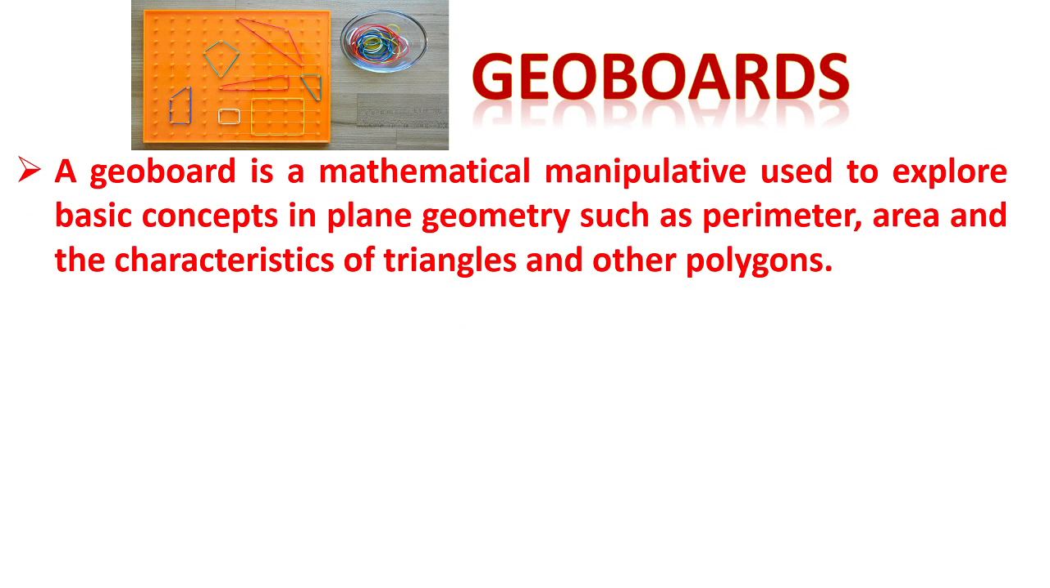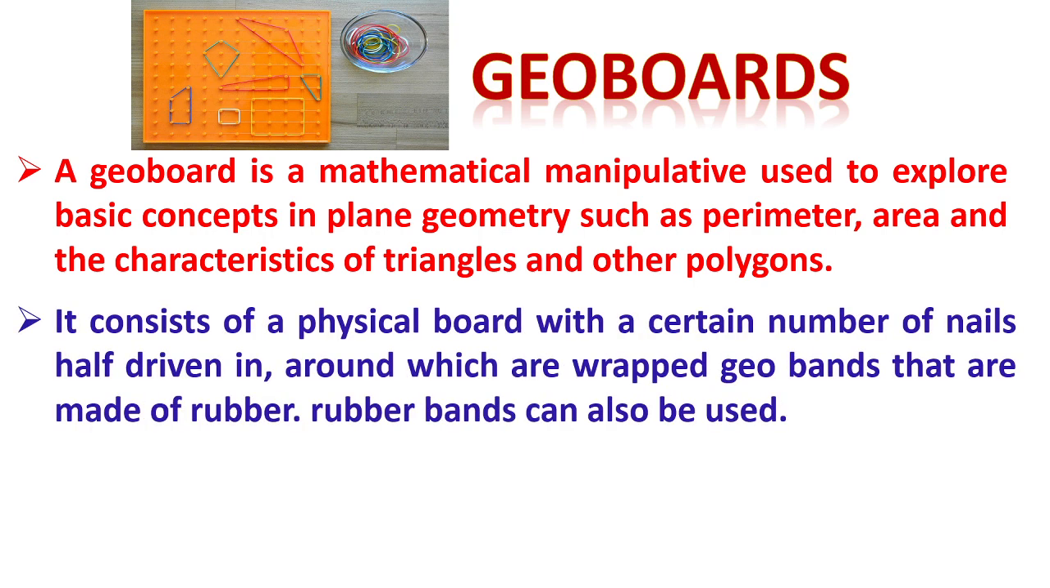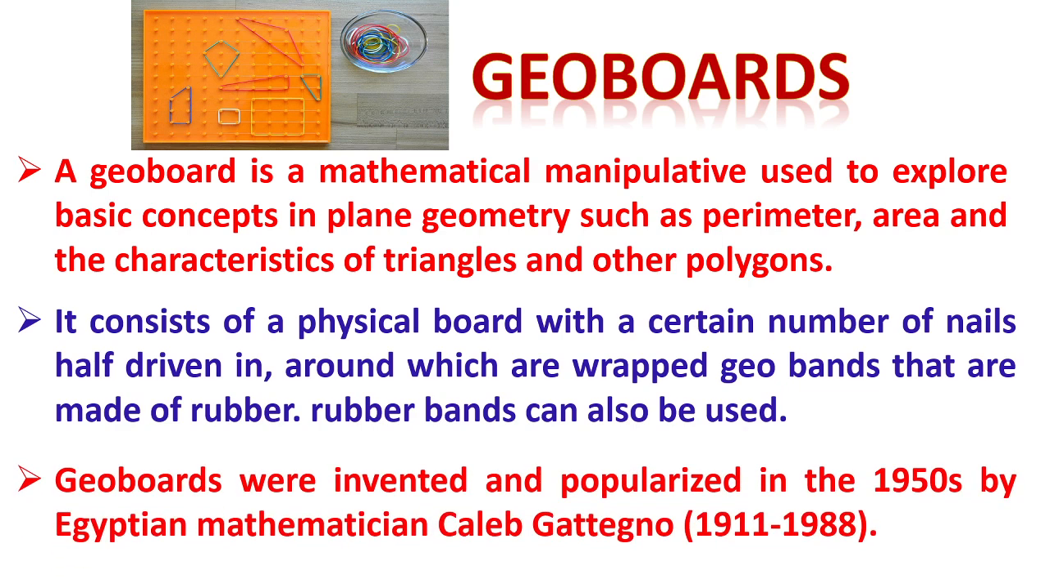Geoboards. A geoboard is a mathematical manipulative used to explore basic concepts in plane geometry such as perimeter, area, and characteristics of triangles and other polygons. It consists of a physical board with a certain number of nails driven in and around, which are wrapped with geobands that are made of rubber. Rubber bands also can be used. Geoboards were invented and popularized in the 1950s.